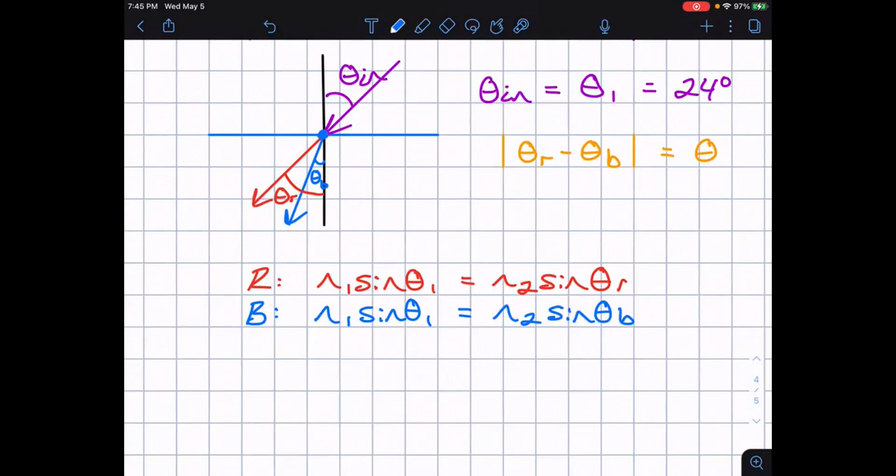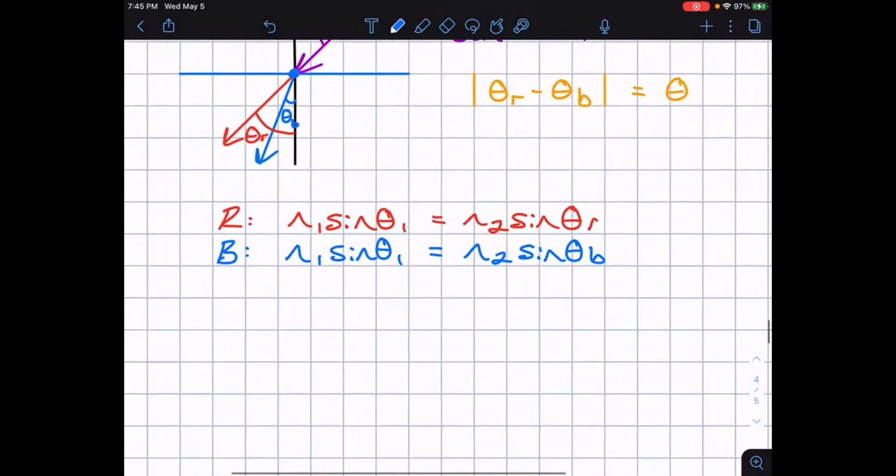Just to make sure there are no questions, there's none. Good. So like I said, we're asked for the difference between those two. The problem's fairly straightforward. All we have to do is solve for each angle and then take the difference between the two.